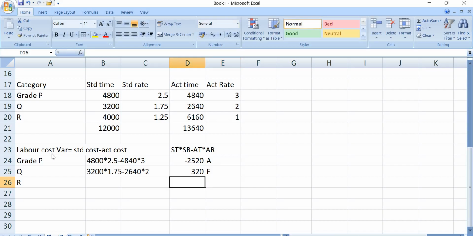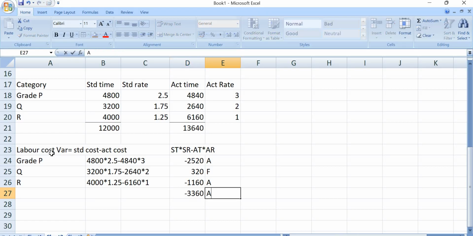So here I am getting a favor, that is 320 favor. So for R, 4,000 into 1.25 minus 6,160 into 1. So this is again adverse variance. So together all three variances total 3,360. So my labor cost variance is 3,360 adverse.